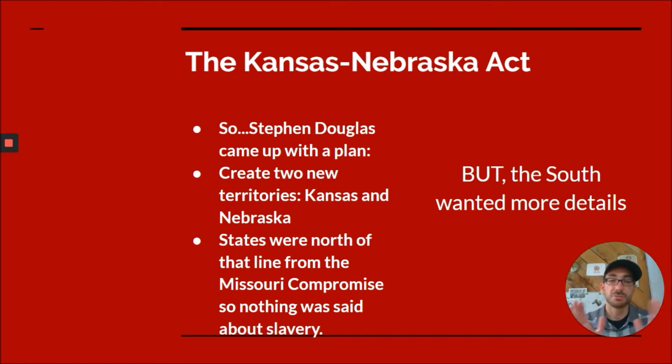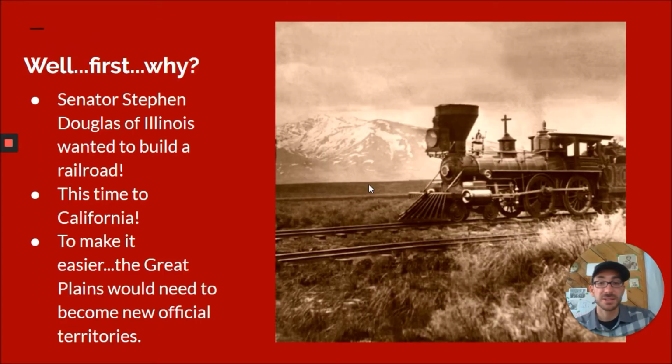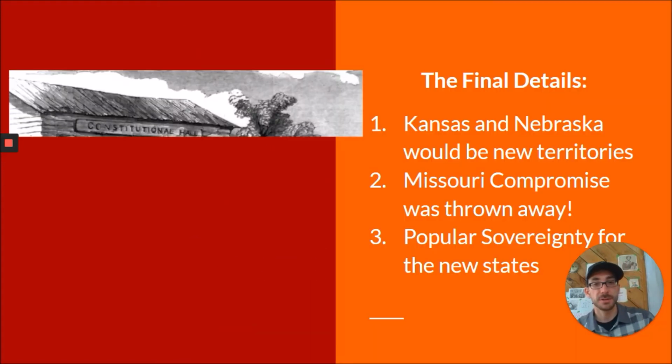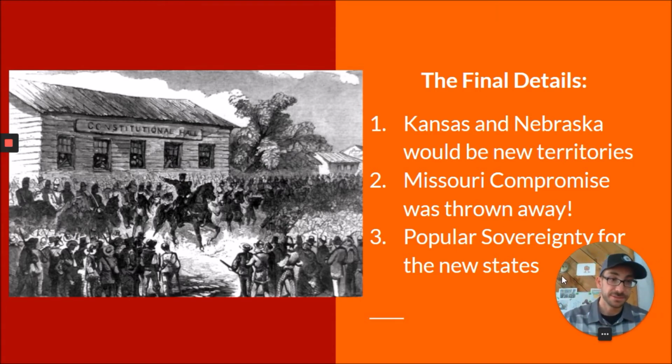And so, the Kansas-Nebraska Act. Originally, he said it would just be two new territories, and because the territories were north of the line, right here, from the Missouri Compromise, he mentioned nothing about slavery in there because he assumed it wasn't allowed. The South was like, interesting, but I want more information. So they came up with the final details. Kansas and Nebraska would be new territories. The Missouri Compromise was thrown away, and what was called popular sovereignty, remember that thing from 1850? The territories of Kansas and Nebraska were open to vote to determine if they were going to be free or if they were going to be slave states.